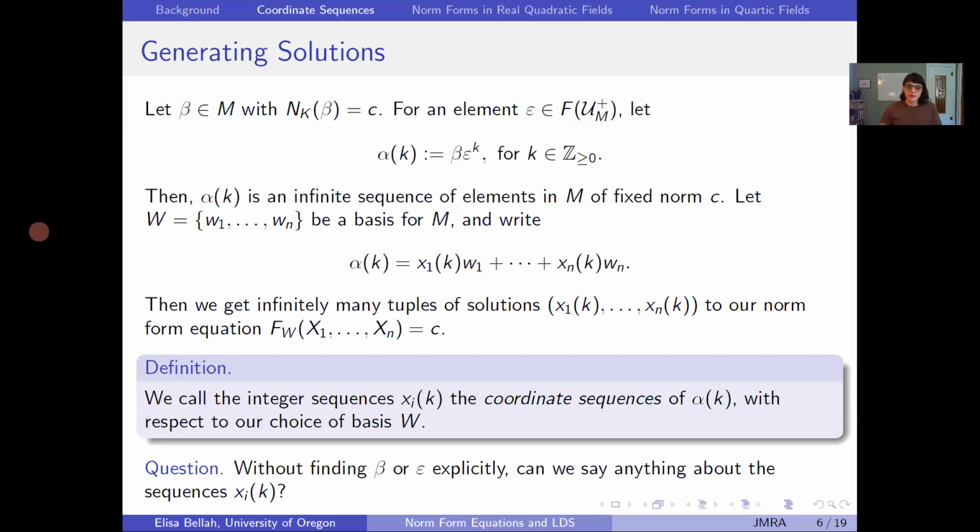Okay, so my question is, without finding these elements beta or epsilon explicitly, which we saw in the previous slide is quite challenging, is there anything that we can say about these coordinate sequences? And the answer is you can say, or at least what I can say in general is one thing. And then the majority of this talk will be focusing on results in particular cases.